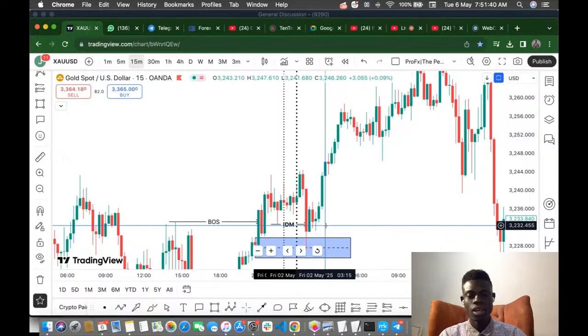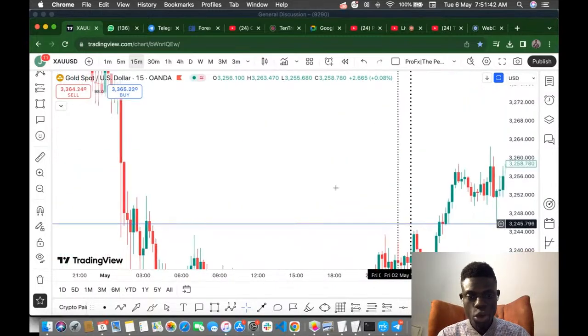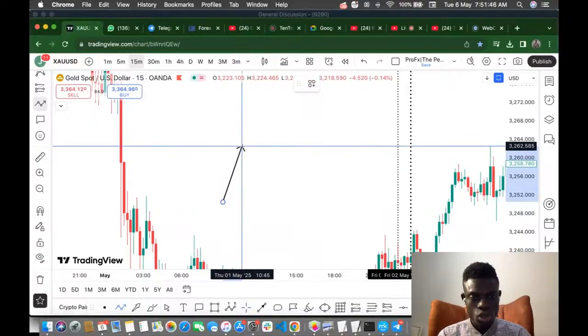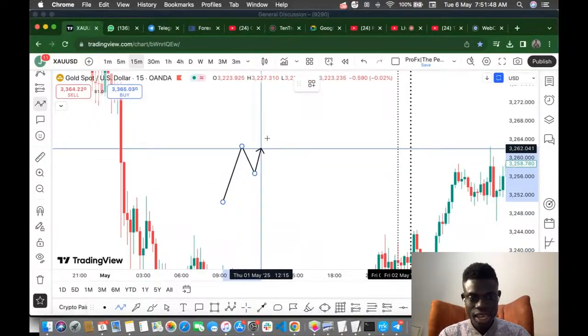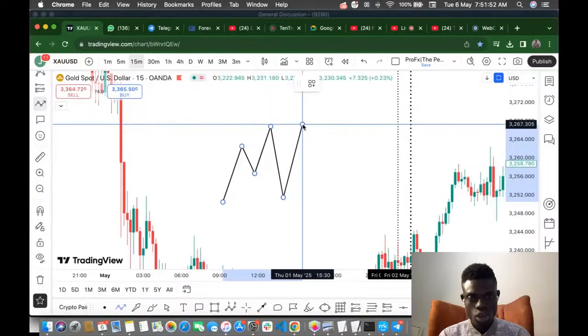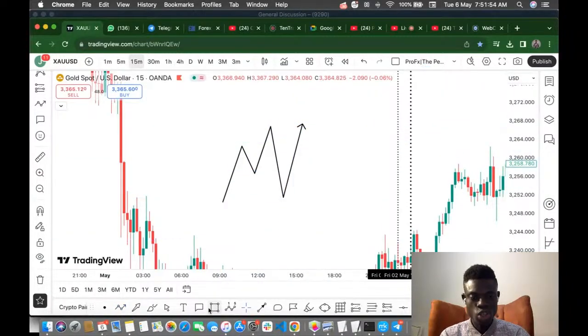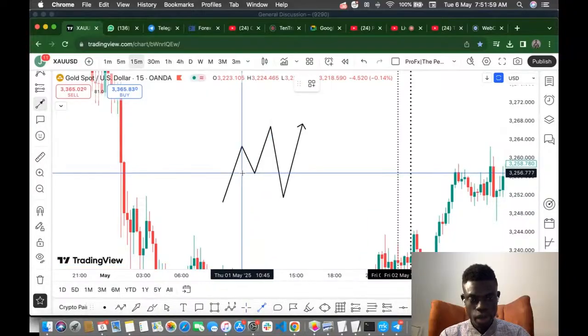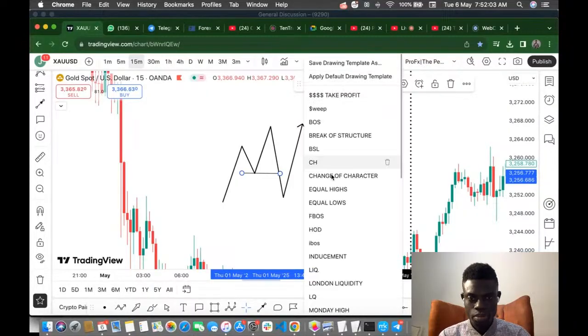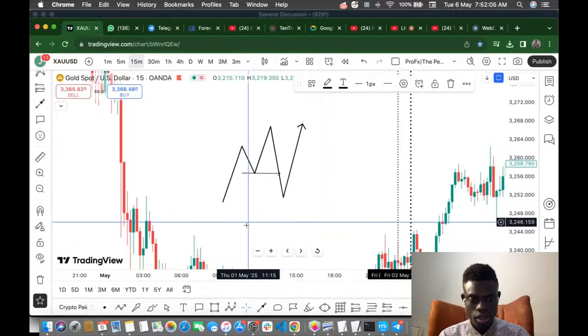Once you are buying, what are you looking for? Your entry model becomes what? AIT. I repeat, once you are in a buy direction, your entry model becomes your AIT. So you're always looking for where you see an inducement into your POI, you continue buying. That's your business: inducement, POI, continue buying.